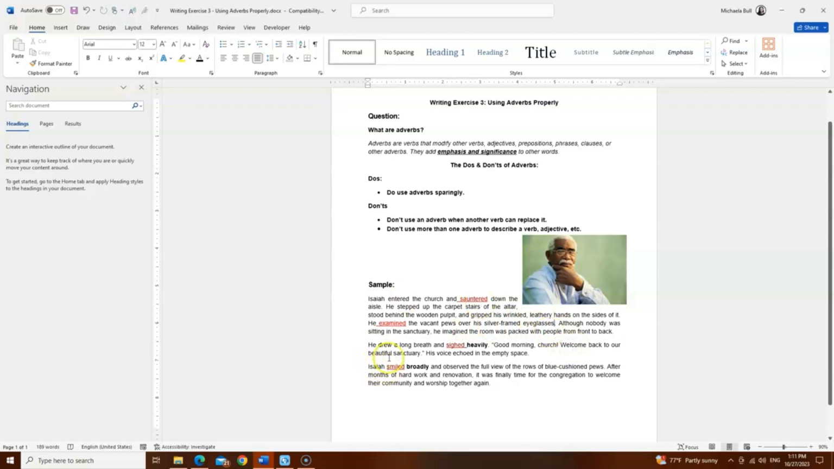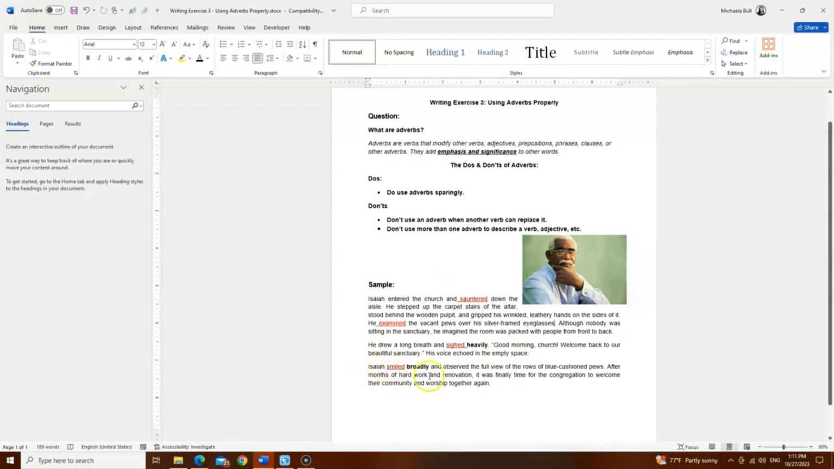There. In the third part we have, he drew a long breath and sighed heavily. Here we actually could keep the adverb here because heavily is describing how he is sighing, and it's adding more emphasis as adverbs are meant to do. So we don't actually need to remove the adverb here.